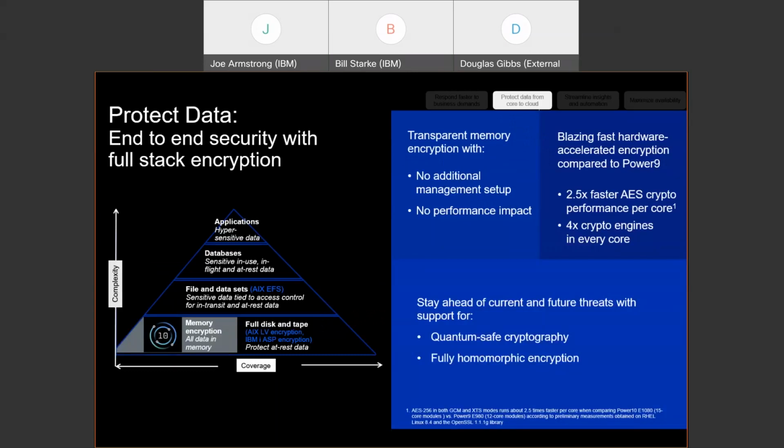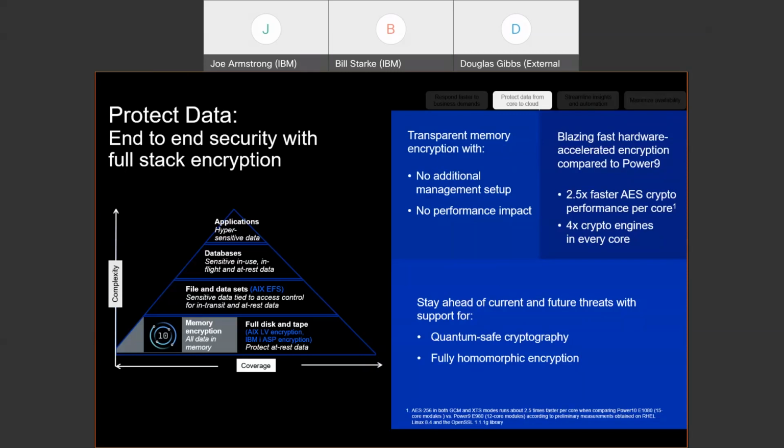Bill mentioned the four crypto engines in every single core in Power10. So this isn't just an E1080 thing. This is going to be through the entire Power10 product line, okay? Plus, Bill alluded to quantum safe cryptography. As quantum computers become more and more available out there, which is a way off, they're going to be great cryptographic code breakers. We have to have a way to protect from that.